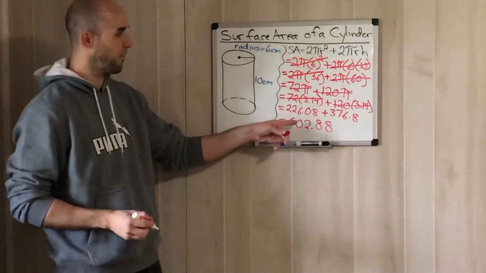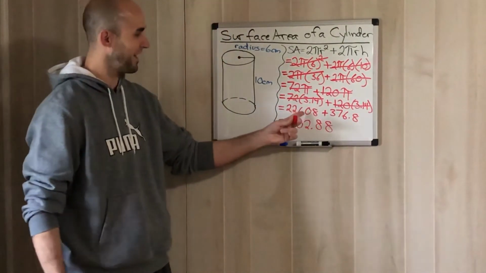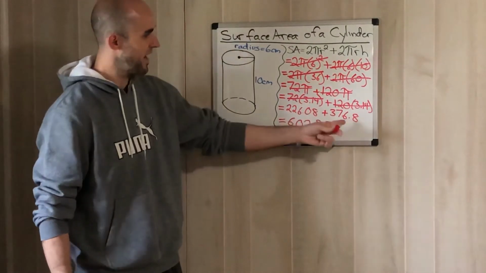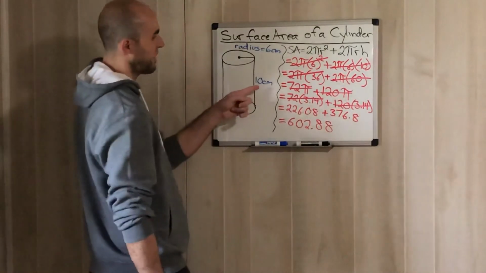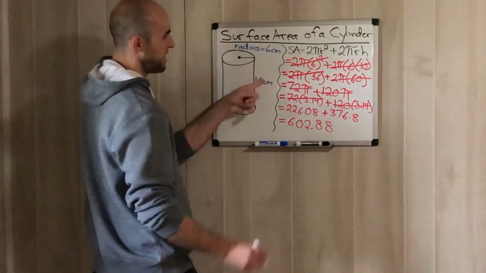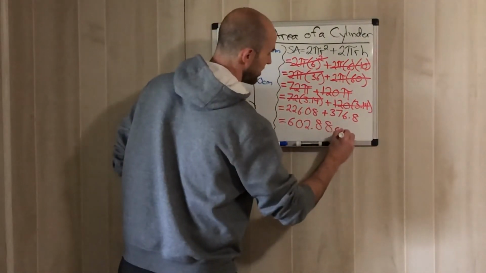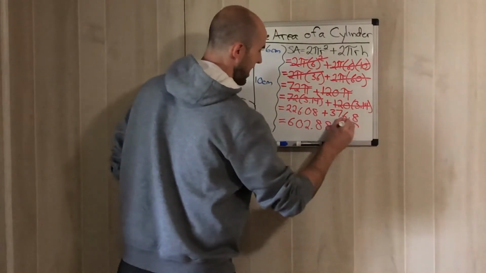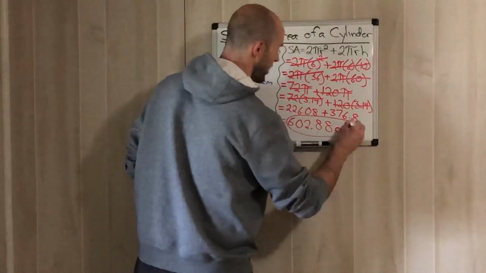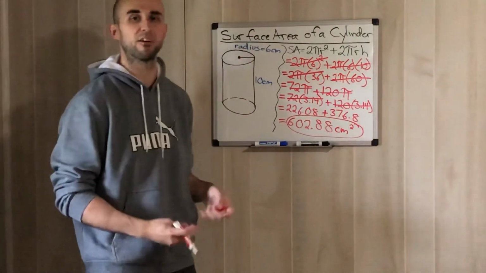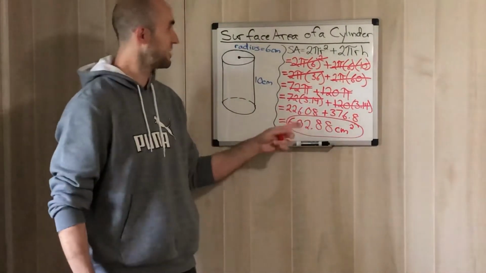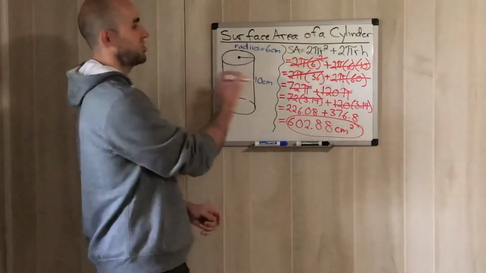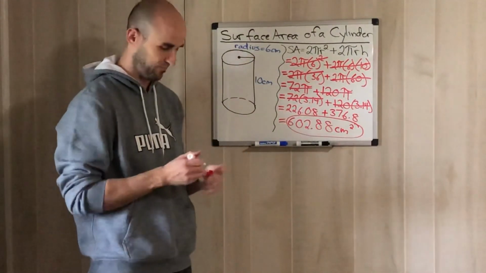And where I got that number from, it was literally just from adding this first area and then that. Once you add them up, it gives you 602.88. Since it's centimeters, we would put centimeters squared, and we can't forget the squared. It's squared because we're talking about surface area, and area is always squared. Just remember, surface area is how much this cylinder would have on the outside.